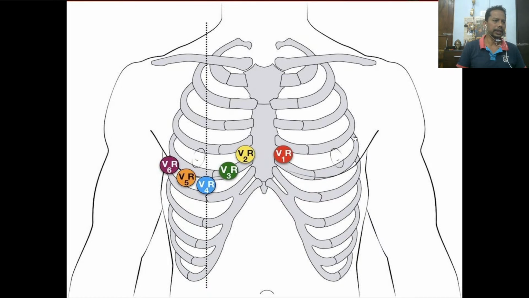So this is a take home message. Right ventricular changes you will see in V1, V2, then V3, V4. That is the area which will pick up the right ventricular infarction changes. Posterior wall infarction, you will see mirror images in V1, V2. Will come to that later on. Too early to discuss now. And in V7, V8, V9 posteriorly on the left side.